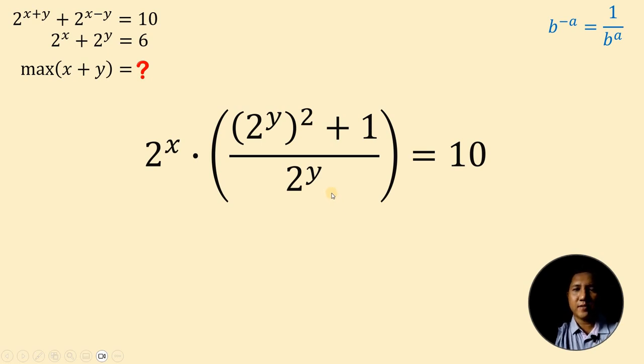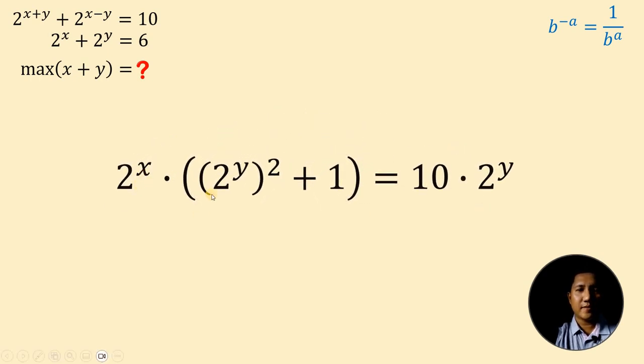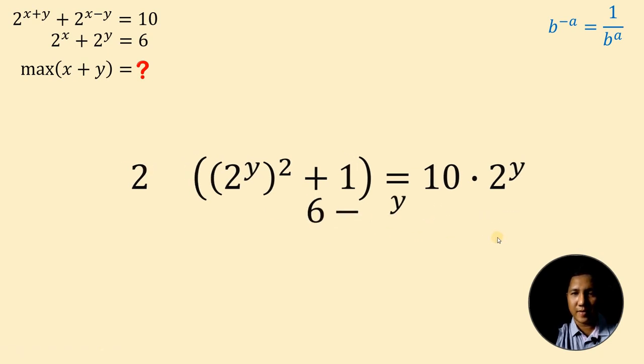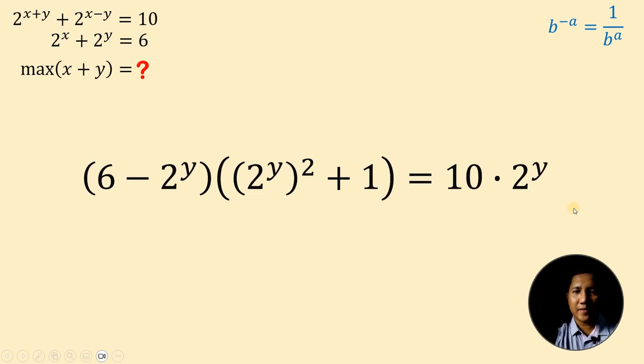Now, we don't want fractions in our computation, so let's multiply both sides by 2 raised to y. So now we have 2 raised to x times 2 raised to y quantity squared plus 1 equals 10 times 2 raised to y. Now, at this point, let's use the second given equation, which tells us that 2 raised to x plus 2 raised to y equals 6. Now, let's get the value of 2 raised to x. What we're going to do is subtract 2 raised to y on both sides. So 2 raised to x equals 6 minus 2 raised to y. Now, what we're going to do here is replace this 2 raised to x with 6 minus 2 raised to y, like this. So now, our equation is in terms of 2 raised to y.